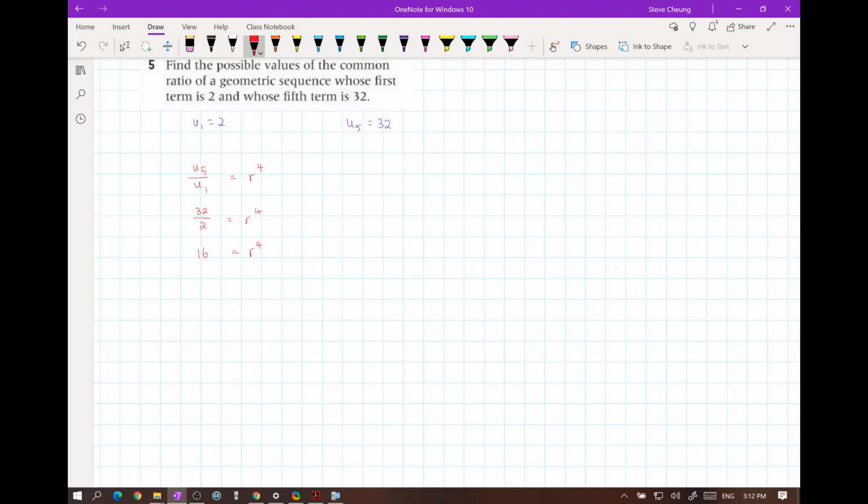But because this is an even power, you can also have negative as a possible solution. So this will have a common ratio of either positive or negative 2. And we're done.